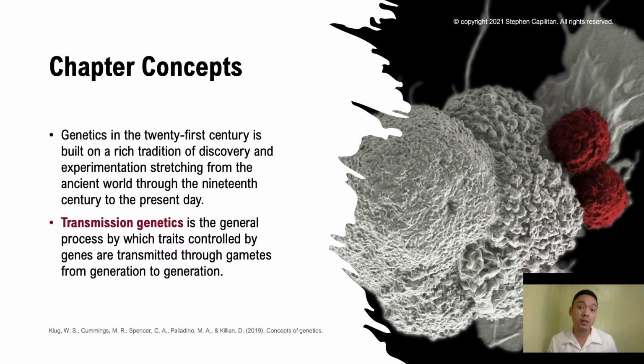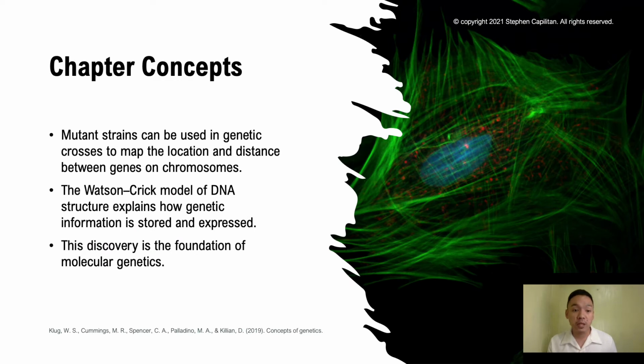One of the subdisciplines of genetics is transmission genetics, which is the general process by which traits controlled by genes are transmitted through the gametes from generation to generation. This is done through the cell division process we call meiosis, which is the generation of your sex cells. Also, mutant strains can be used in genetic processes to map the location and distance between genes on your chromosomes.